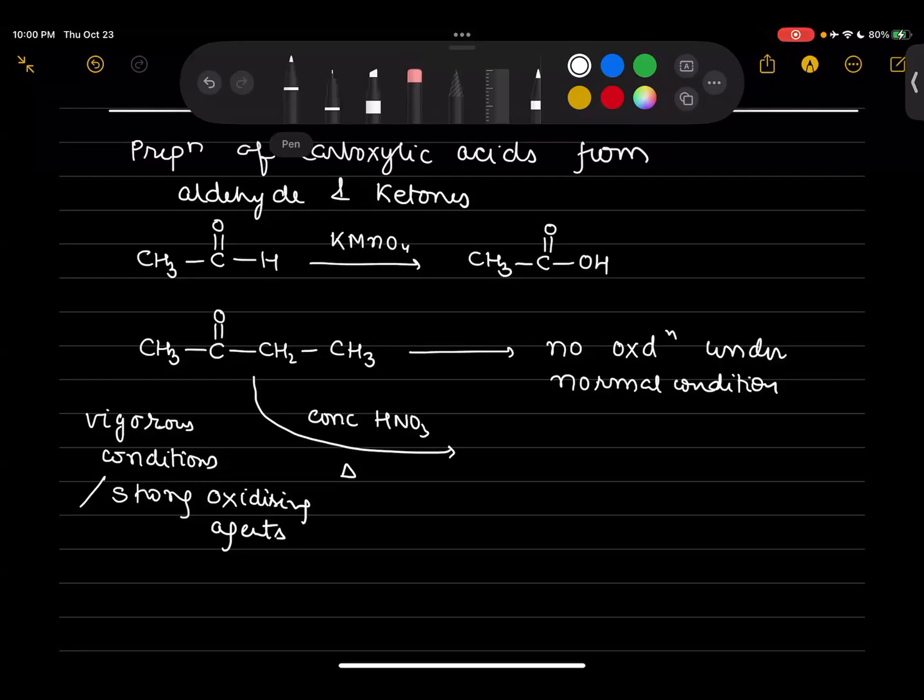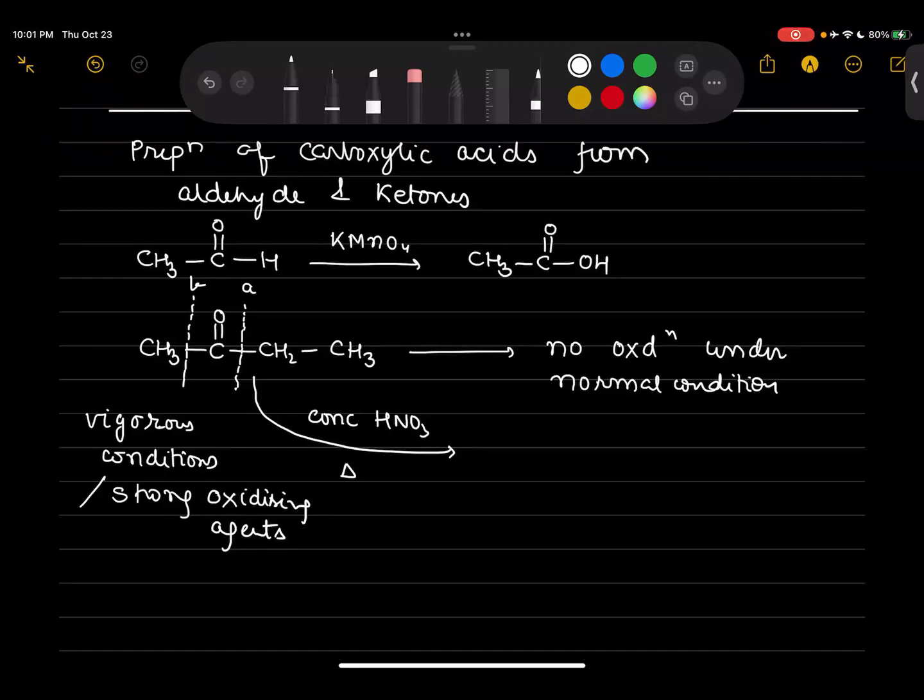So vigorous oxidizing, strong oxidizing agent, they get oxidized. But how will they get oxidized? Is it option A or option B? Oxidation splits them into two carboxylic acid groups.